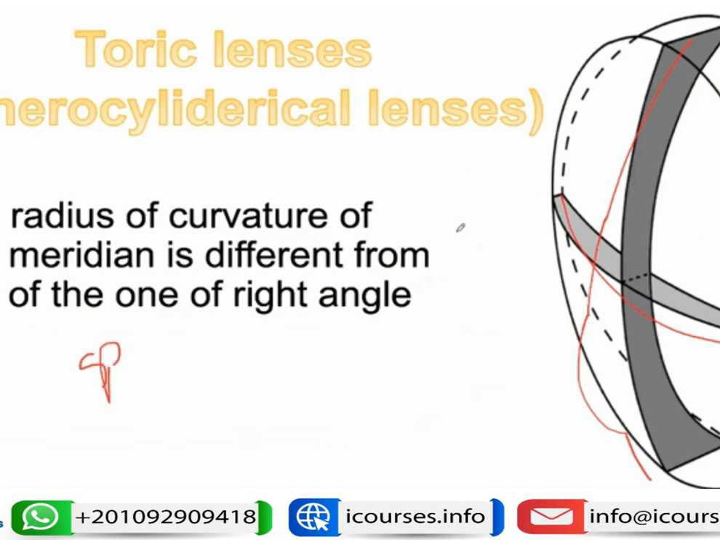Again, the spherical lens has a regular and equal refractive power in all meridians. A cylindrical lens has refractive power in only a single meridian, while the toric lens has refractive power in all meridians, but it has a meridian of highest curvature or highest power, and it has a meridian of the lowest power.